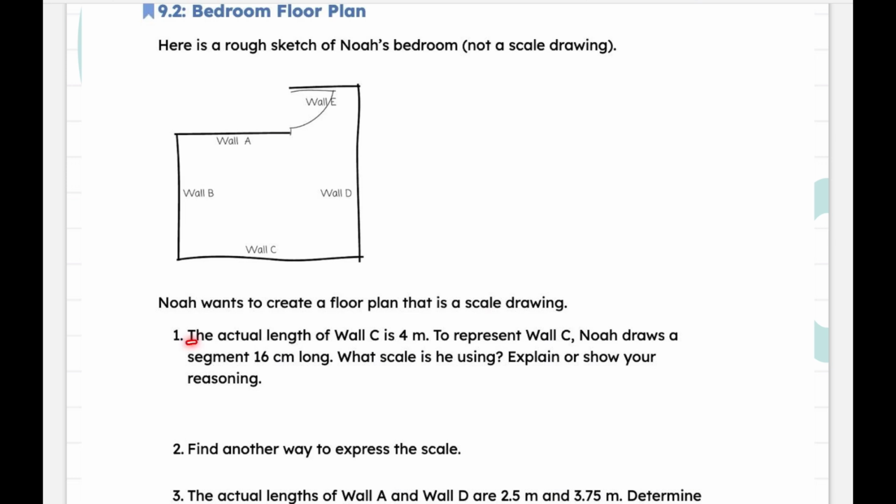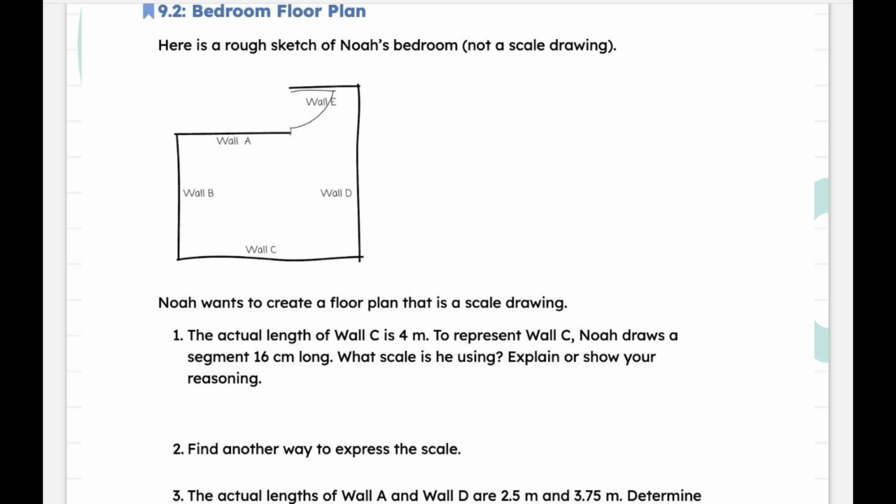It says the actual length of wall C is 4 meters. When he draws his scale drawing, he wants to represent wall C with a segment that's 16 centimeters long. And the first question is, what scale is he using? Now I want you to be careful with this question. Sometimes when we hear that word scale, because we've had so many lessons, we jump to scale factor. And that thinking is right on track, but it's not exactly what this question is asking.